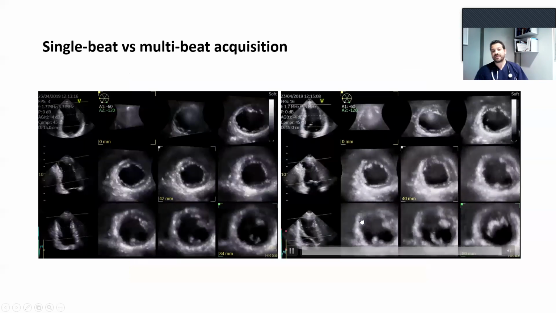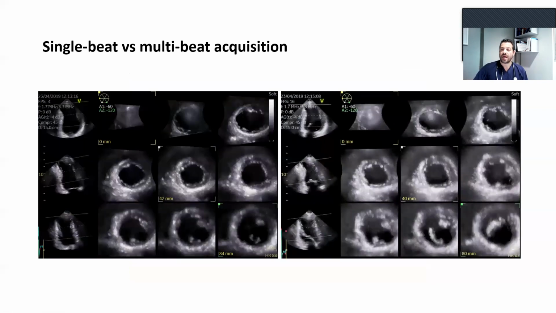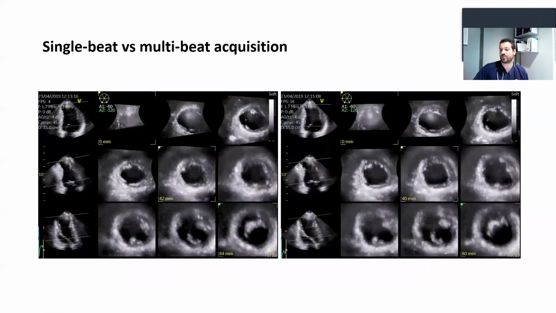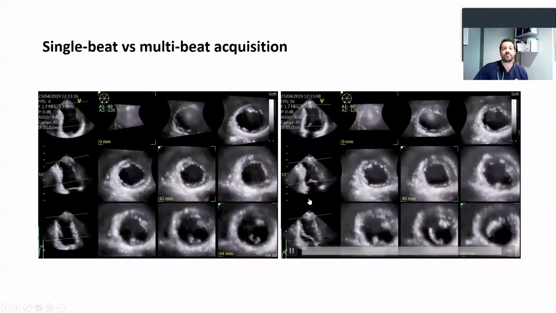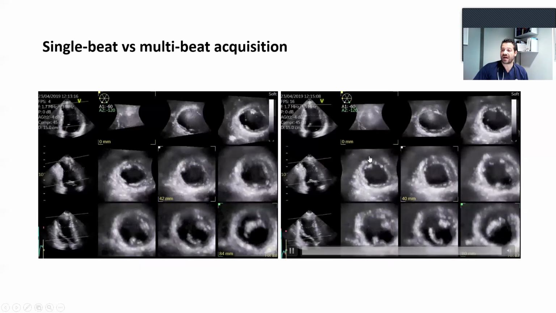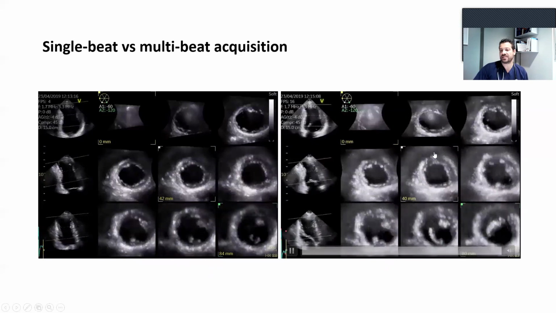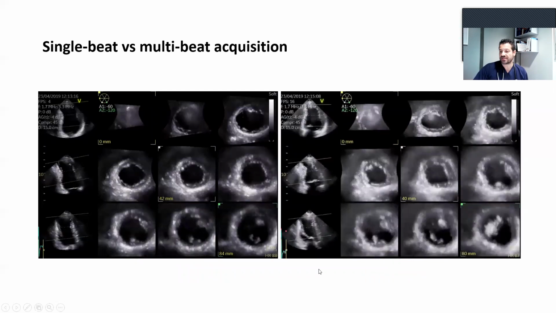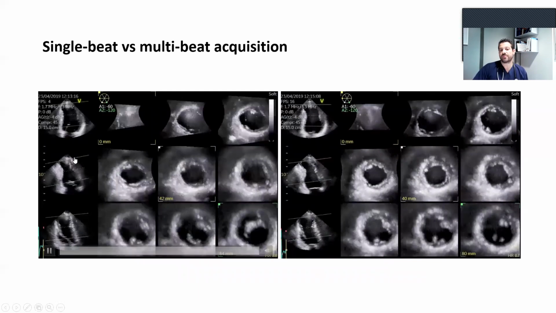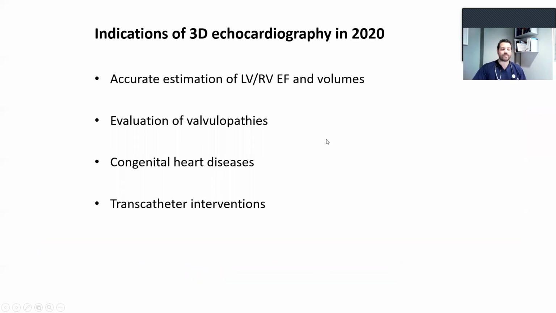Of course, this frame rate issue is very important when we appreciate wall motion abnormalities. These views are from the same patient, and you can understand only by the right view that we have an apical aneurysm, and we have wall motion abnormalities and a low ejection fraction in this patient. Information that cannot be obtained from this left view.